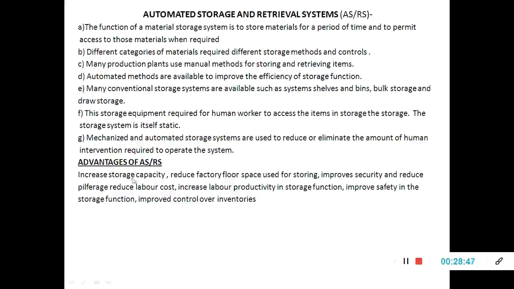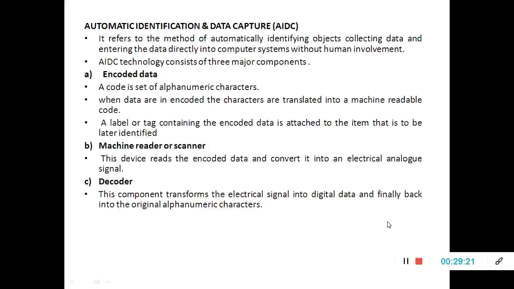Coming to the advantages: increased storage capacity, reduced factory floor space, improved security and reduced labor cost. So in view, we can say the storage capacity increases, the floor space required by the factory reduces, labor cost reduces, safety increases, and there is improved control over inventory. These are some of the advantages of the automated storage and retrieval system.